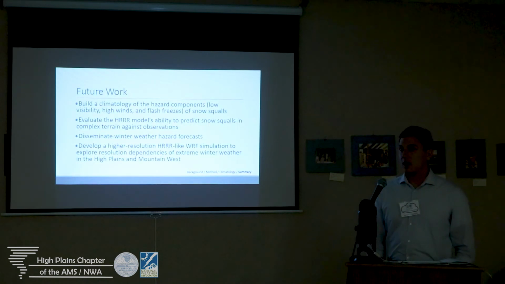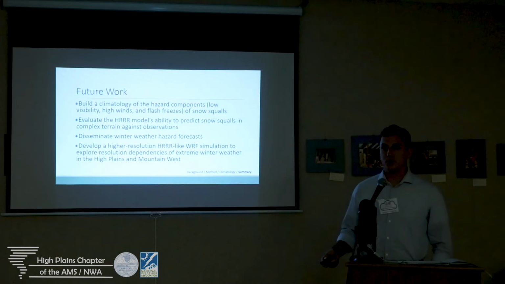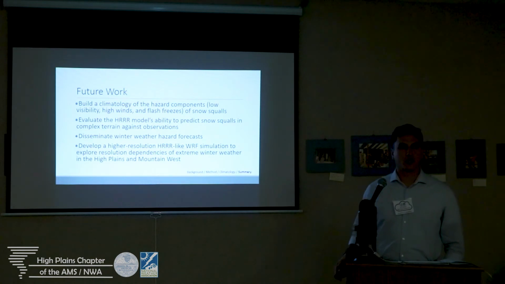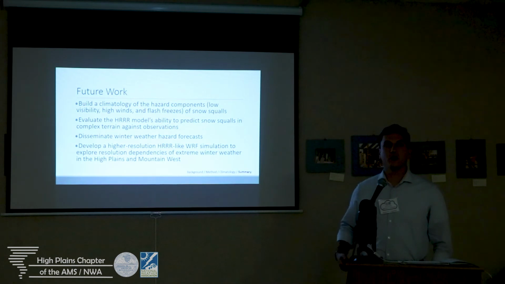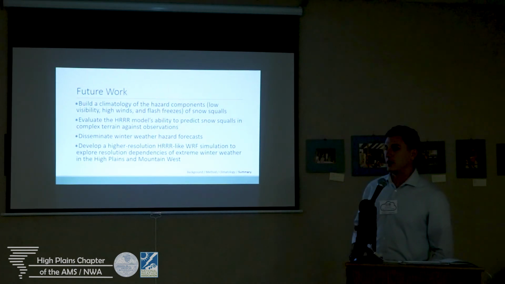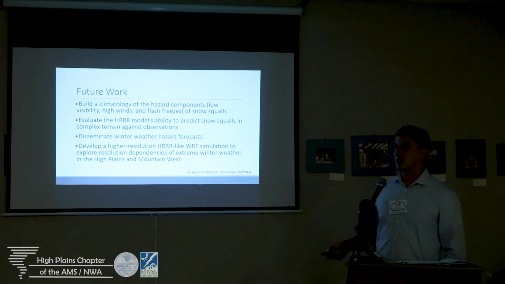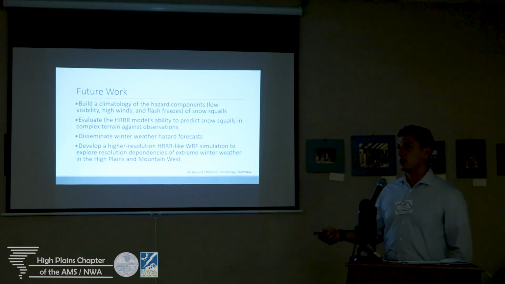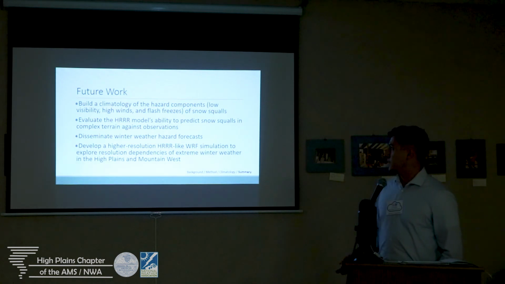So for future work, one of the immediate things we need to do is mask some of the below 1 degree Celsius wet bulb temperature occurrences of the snow squall parameter, because that is evaluated independently, lift is evaluated independently, and synoptic conditions are evaluated independently. So we need to think about how to include those in this climatology. Then we want to build a climatology of the hazard components of snow squalls in the HRRR, whether visibility falls below a quarter statute mile in certain areas more than others, etc.